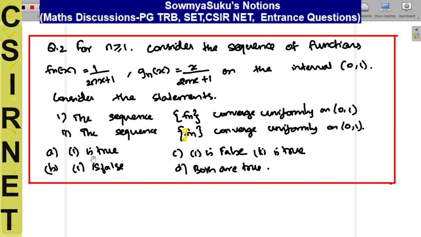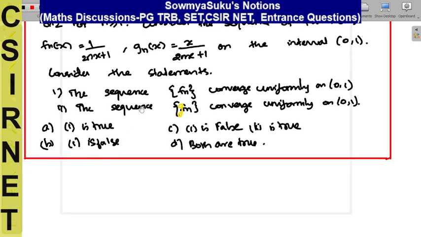So the options are given here. First is true, then first is false. Then what about C and D? Let's check whether it converges uniformly or not. For that, you have to take the first sequence, that is f_n(x) = 1 divided by 2nx plus 1.